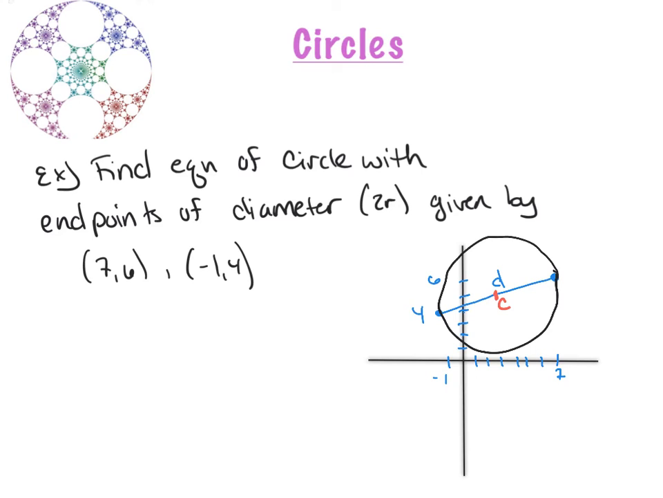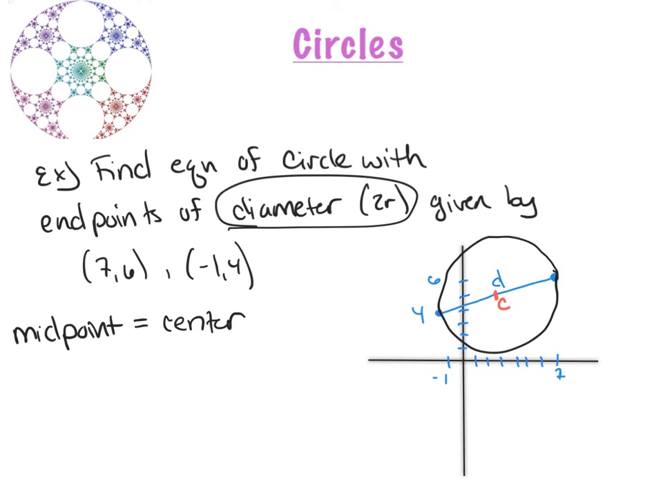So the two things I want you to know about your diameter: the midpoint of the diameter is the center, and the diameter is twice the radius. And if we can find the radius and we can find the center, then we have our equation for our circle. It was (x minus h) squared plus (y minus k) squared equals r squared, where h and k were the center and r was the radius. Cool.